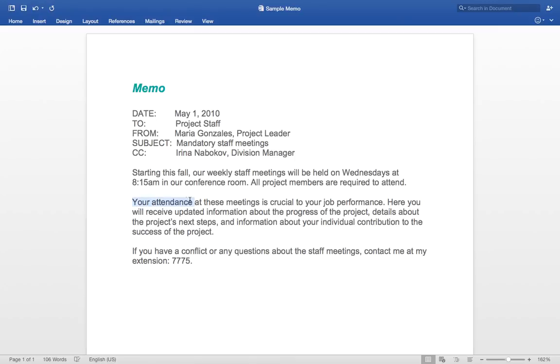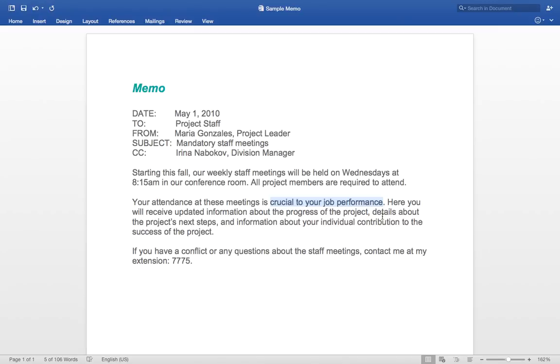The sentence says, your attendance at these meetings is crucial to your job performance. So what's happening here is that we're connecting not only from this sentence to the sentence that follows, but we're also connecting this sentence back up to the previous paragraph. So we're being told that not only are we all required to attend, but why. We're told that our attendance is crucial to job performance. So that provides coherence between these two paragraphs.